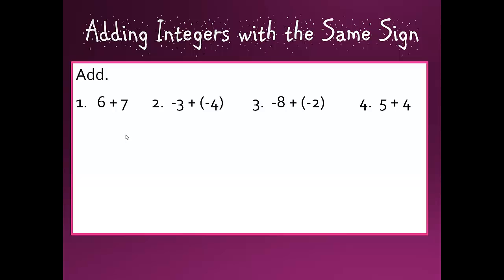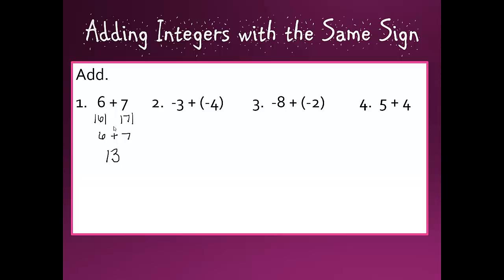When we're adding integers with the same sign, the first step is to find the absolute value of each of our integers. So the absolute value of 6 is 6. And the absolute value of 7 is 7. Now we will add up 6 plus 7 and we get 13.